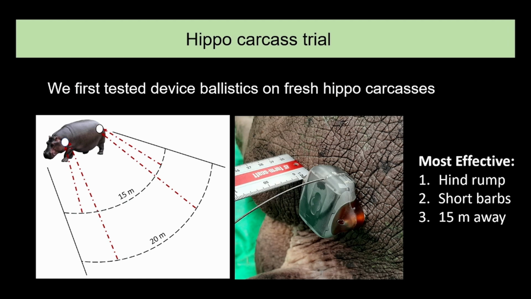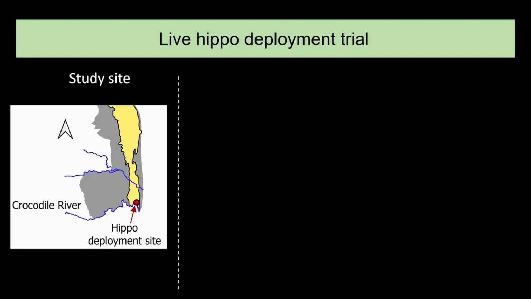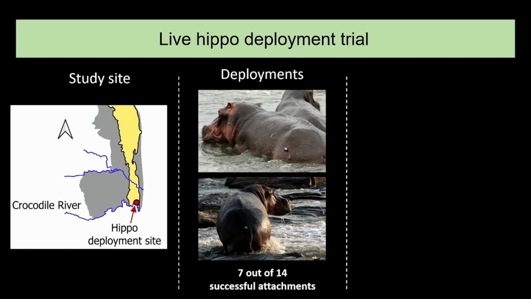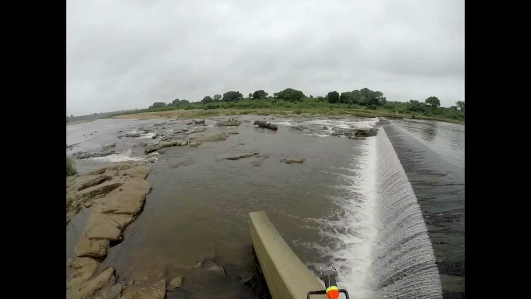We found that short barbs of around 47 millimeter length were the most appropriate because they didn't reach into the muscle, and that 15 meters away was the maximum distance we could be in order to get adequate penetration of the barbs. And we worked on a site on the Crocodile River to try this on live animals. So we took what we learned from the carcass trial and tried it on live animals in the Crocodile River. I'm going to show you a quick video of what this entails.